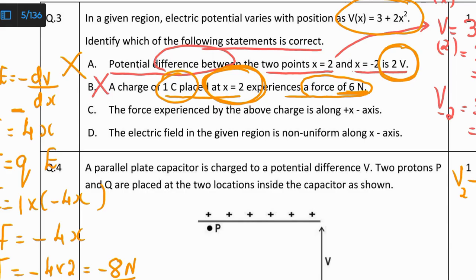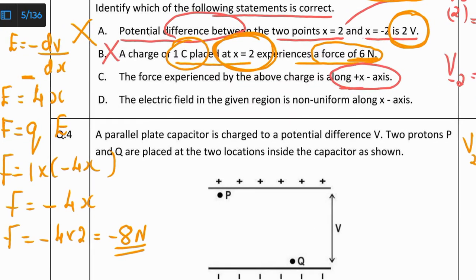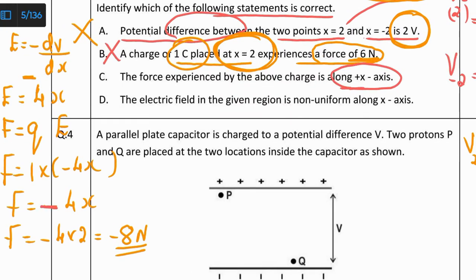Now, the force experienced by the above charge is along the positive x-axis. As you see here, the value of force you got is what? Negative, right? Okay, negative x-axis. Here the negative indicates that the electric field is along the negative x-axis. So if the electric field is along the negative x-axis, then the force is also along the negative x-axis. So this also seems wrong.